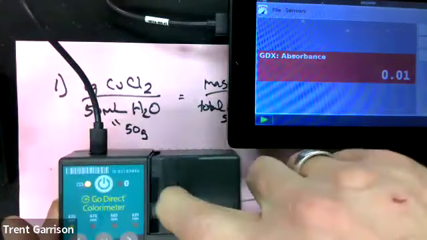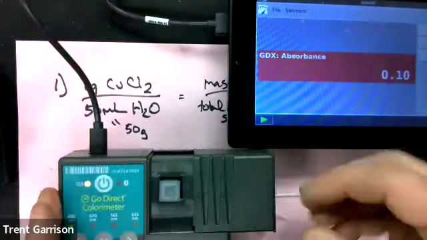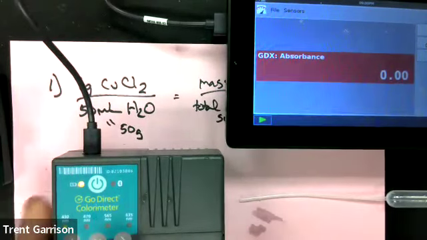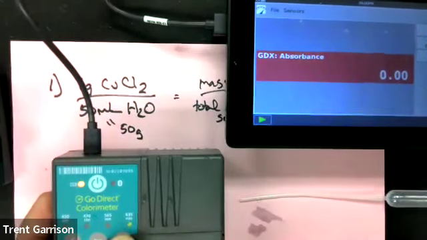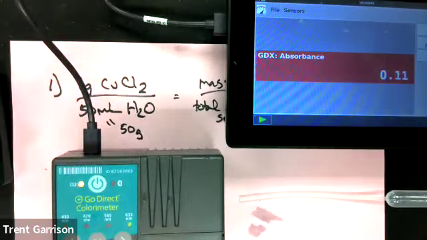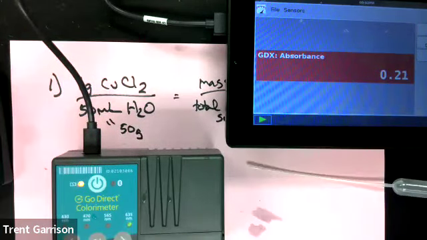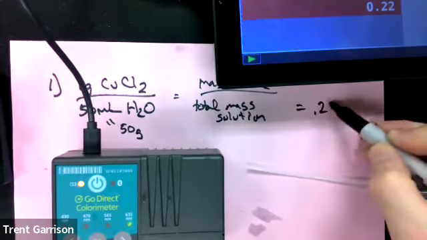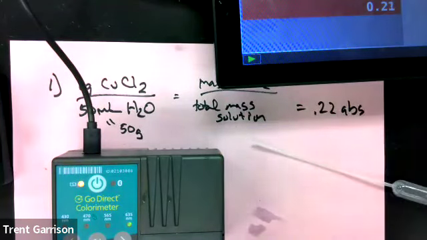And so what we're going to do is slide open the door, remove the blank, and put in our good material, and we should see a different value coming off for it. Okay, so what you notice is my first value on this solution, it's 0.22. So we're just going to take that value, that's my absorbance of 0.22.